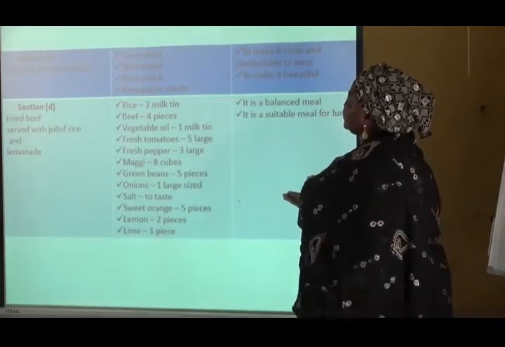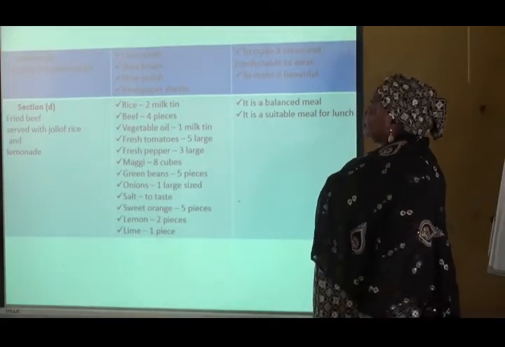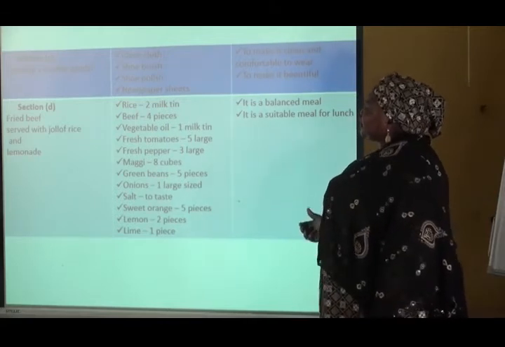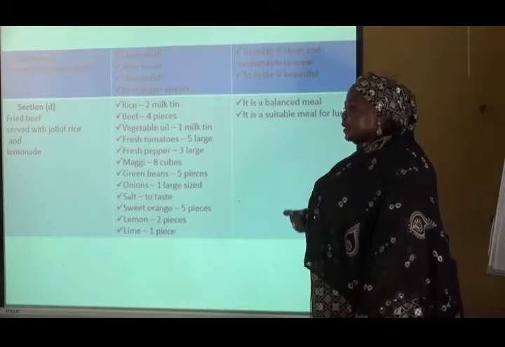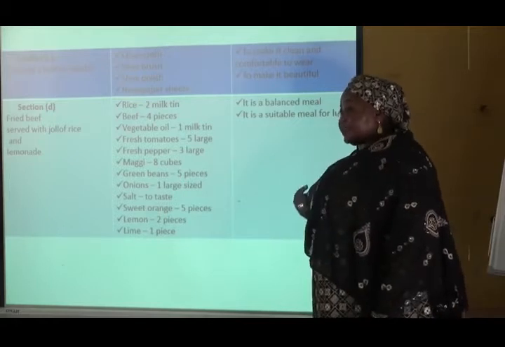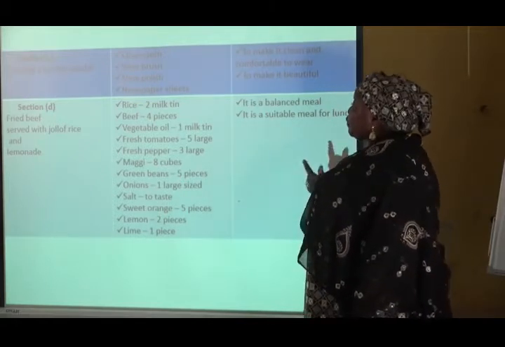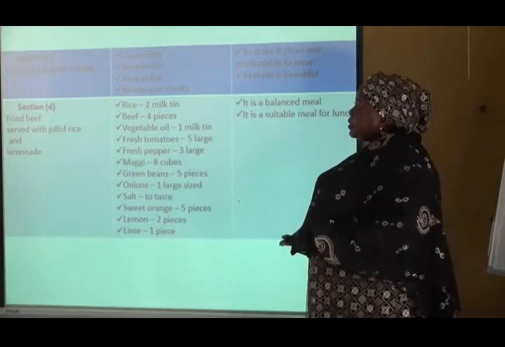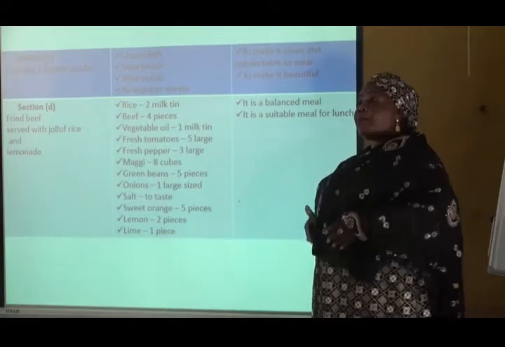Now, what is the quantity of my ingredients? The first thing, rice, I'll use 2 milk tin. Remember again, I said economy. I would have written because maybe my parents are very rich. I'll write rice and then I'll write 1 bag.